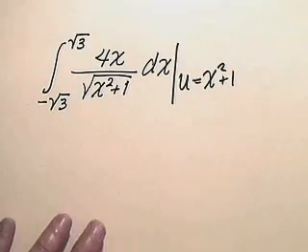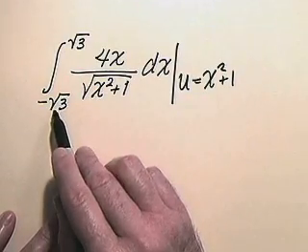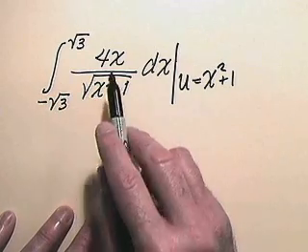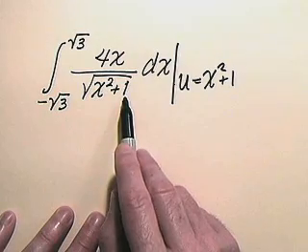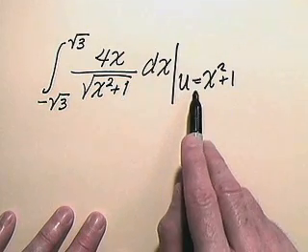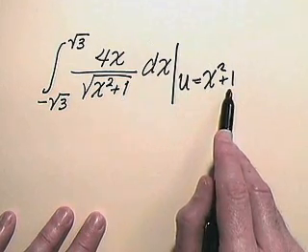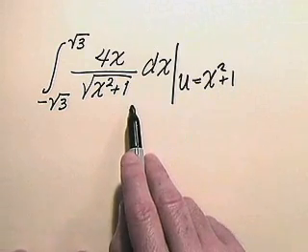Well, let's look at another problem of substitution where we now have different limits of integration with the same integrand. Remember, the substitution process involves not only the integrand, but the limits as well when we're dealing with definite integrals. So here we have the definite integral from negative root 3 to positive root 3 of the same integrand, 4x divided by the square root of x squared plus 1, and we know already to substitute u equals x squared plus 1. But now what are our new limits?